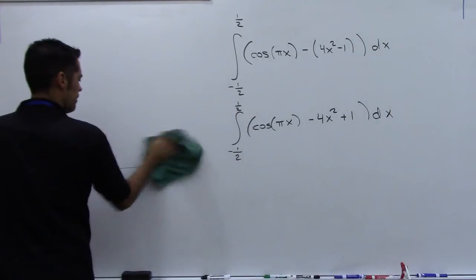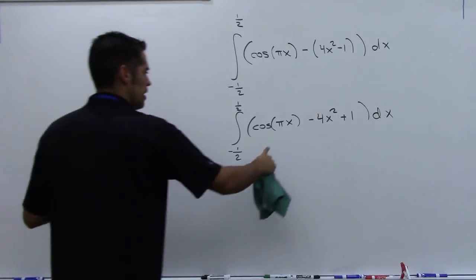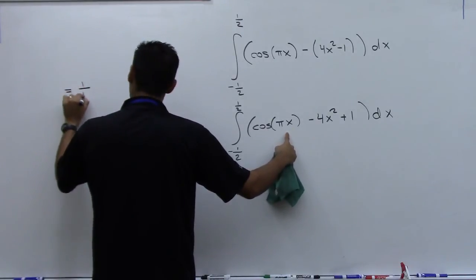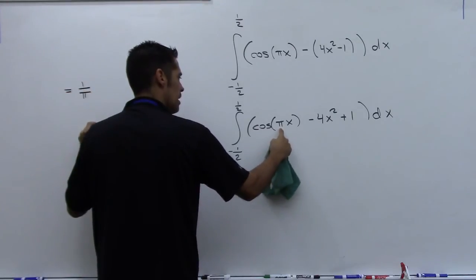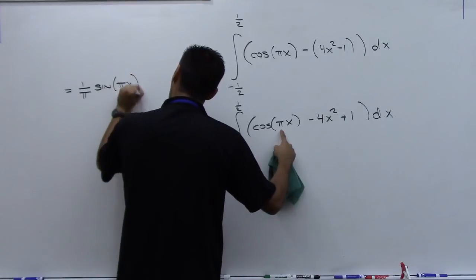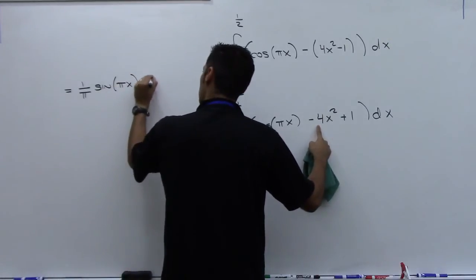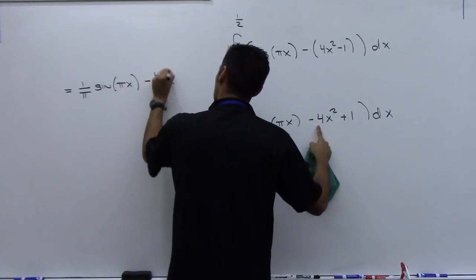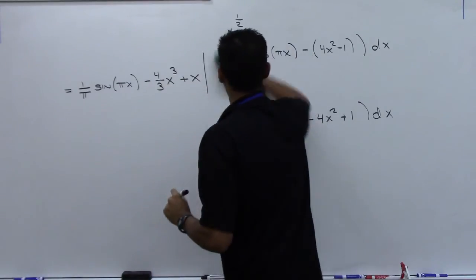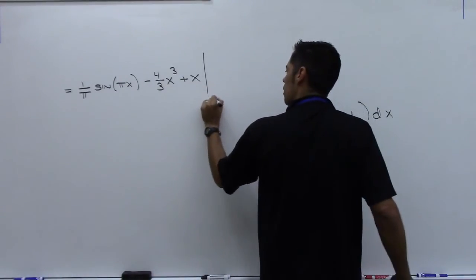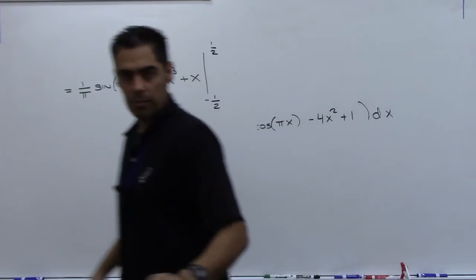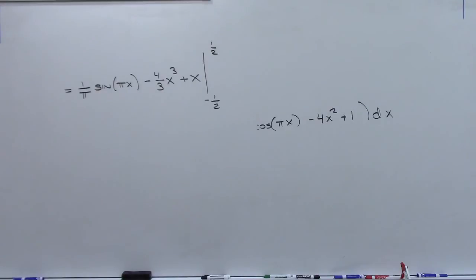And then I'll take the antiderivative. Antiderivative of cosine of pi x is 1 over pi. Have to scale it because pi is like a constant. Sine pi x. And then minus 4/3 x cubed plus x evaluated from negative 1/2 to 1/2. And then you have to plug in, which would probably be a little bit of a pain.